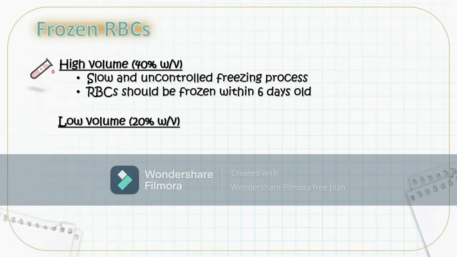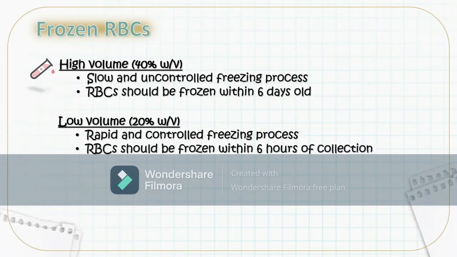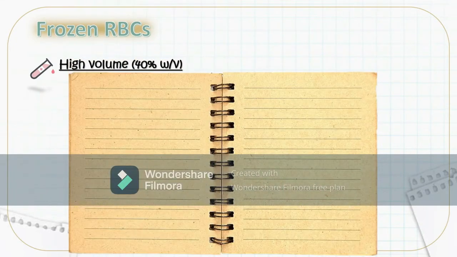For the low volume glycerol concentration, the freezing process is said to be rapid and controlled. Because of its lower volume, a lower degree of protection against the cold is present. So, as much as possible, freezing the red blood cells should be done in a rapid and well-controlled manner. In this case, packed red blood cells should be frozen within 6 hours of collection. Between these two concentrations of glycerol used as cryoprotective agent, it is the high volume glycerol which is more commonly used in blood banks. So we will be focusing on the specific phases or steps for the preparation of frozen red blood cells using the high volume glycerol concentration.